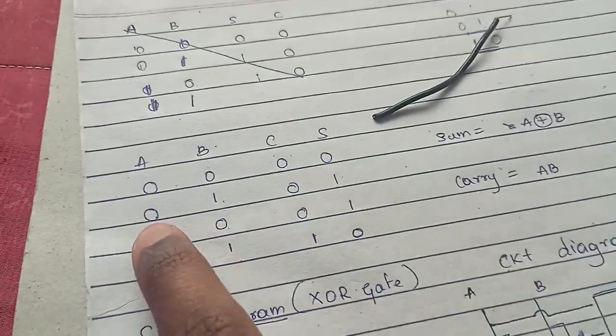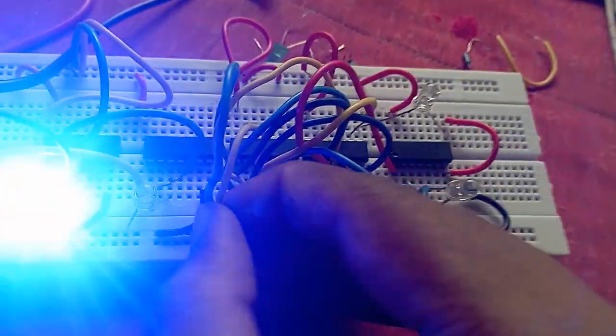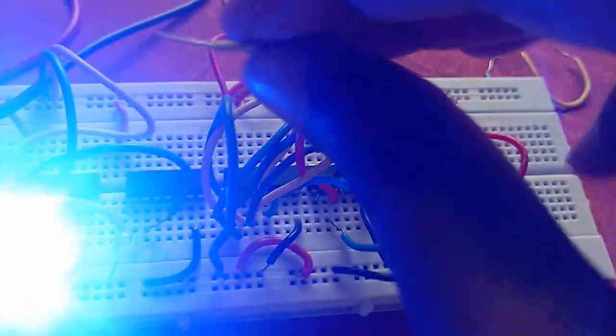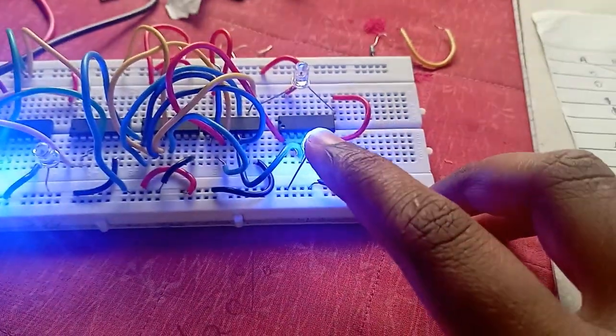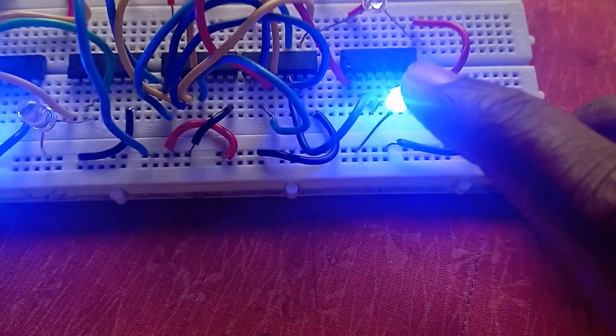For second input, A must be 0 and B must be 1. Let us do it. Just remove the B strand and put it to the 1. So this is the B strand. I have taken B and I am going to put it at 1. So I have put it at 1. So this LED is glowing. This is the sum LED and this is the carry LED. So we got the sum as 1.